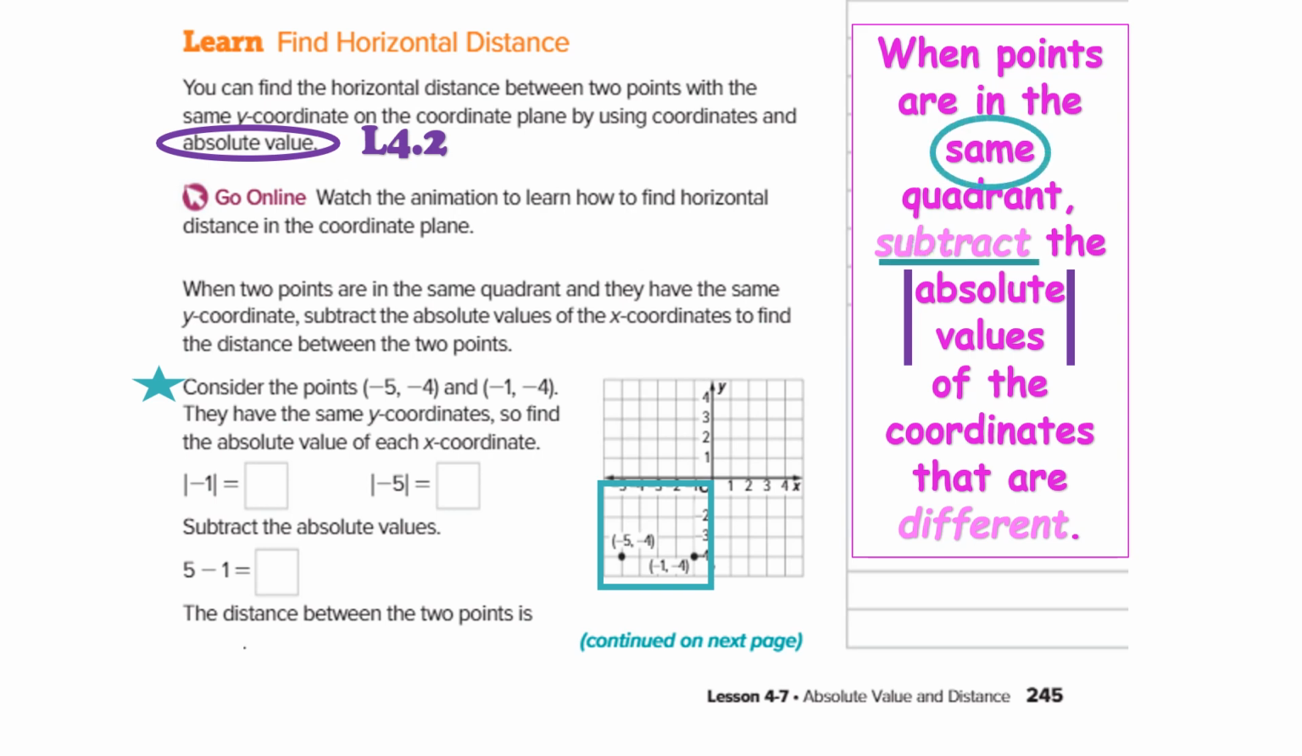So if I know that they're in the same quadrant and I'm going to subtract the coordinates that are different, then I'm simply going to subtract 5 and 1. It doesn't matter which one you have listed first in your work, just understand that when I'm subtracting these, then I have to subtract the smaller number from the bigger one.